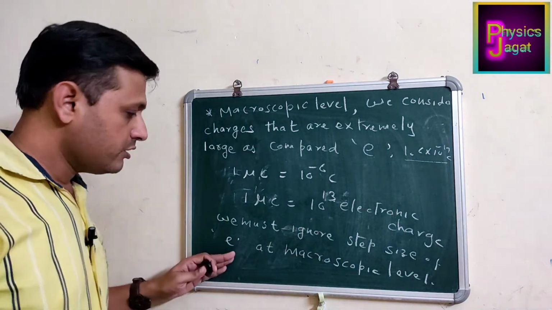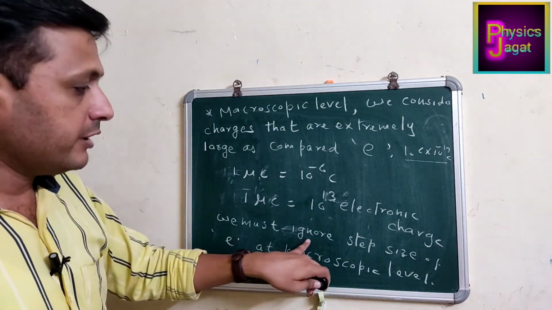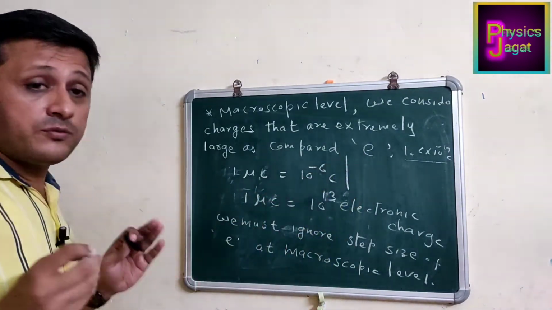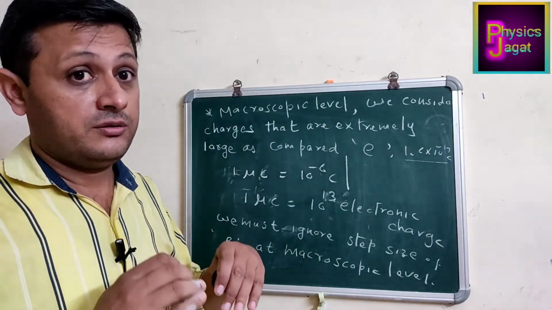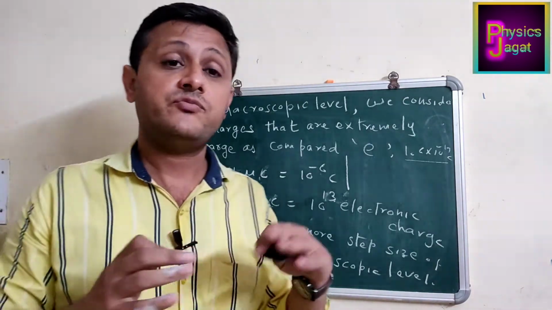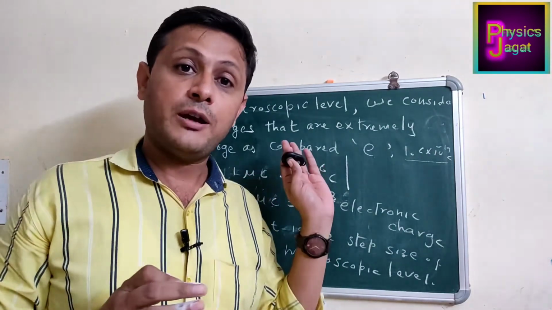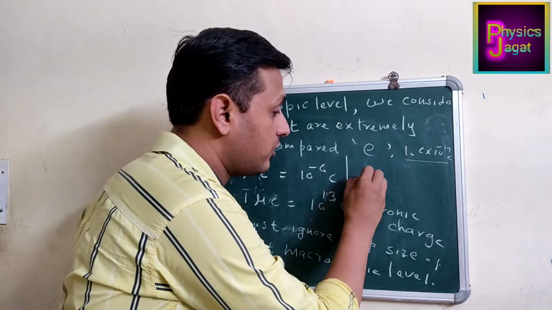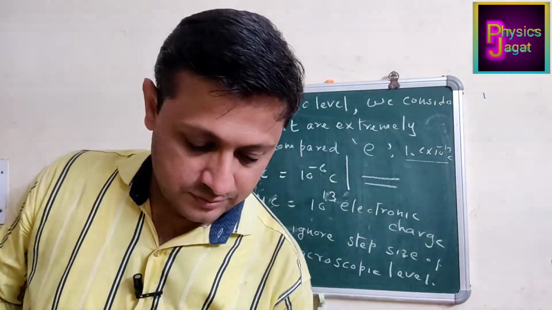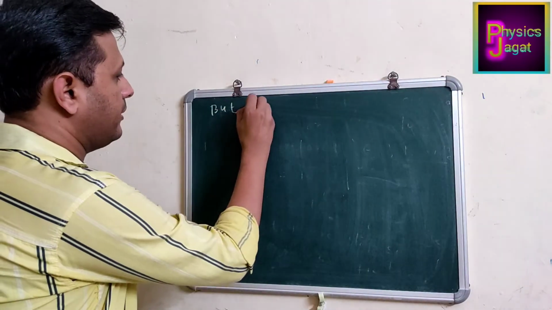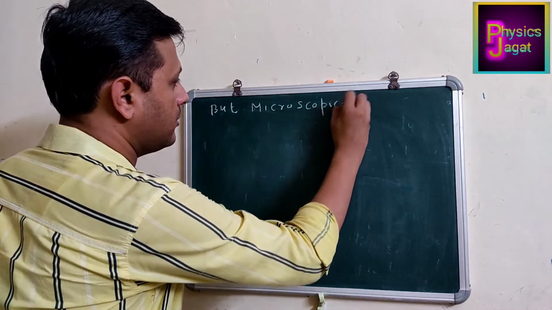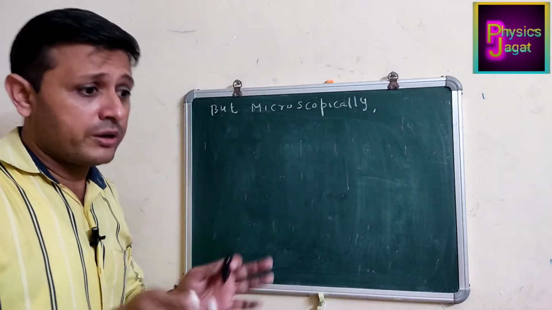So we are ignoring this step size of E. As we have told, charge is quantized, but here we are ignoring this. That means charge is not quantized macroscopically; it appears continuous. Microscopically means for a smaller body, at atomic level.